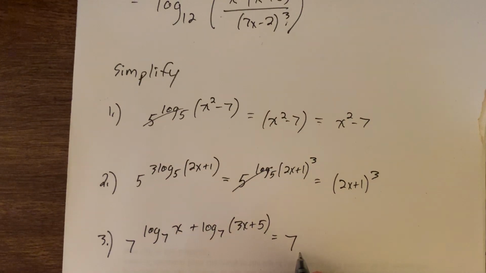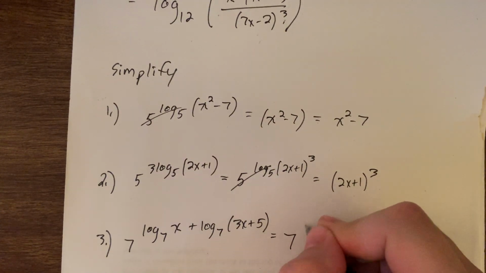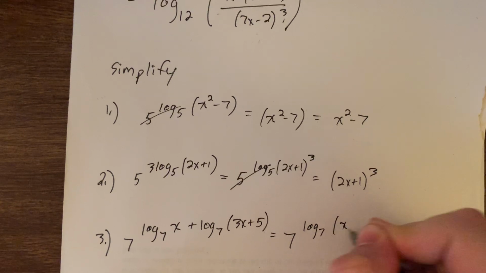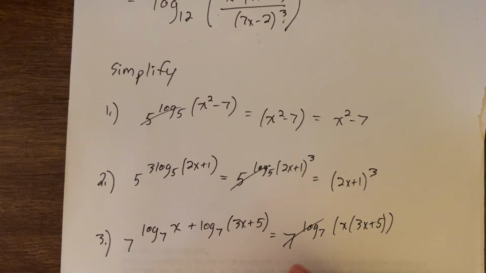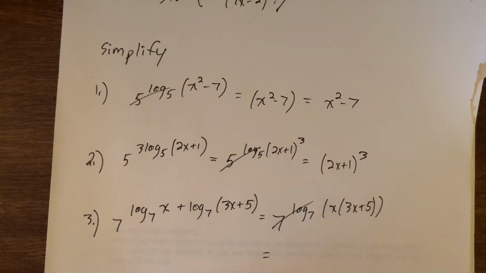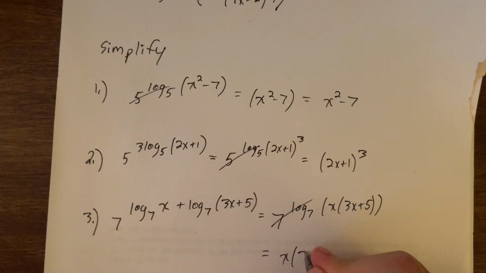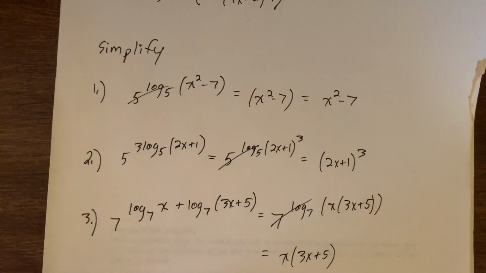7, that's just being left alone. These can contract to log base 7 of x times 3x plus 5. And now these can cancel, and we would finish with x times 3x plus 5.